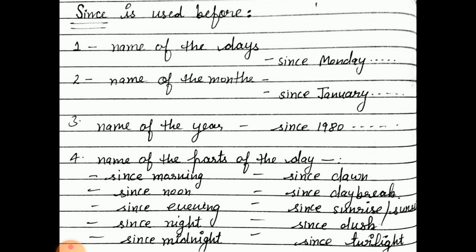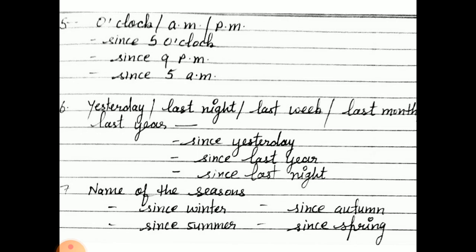Name of the parts of the day. Since morning, since evening, since afternoon, since noon, since night, since midnight, since dawn, since daybreak, since sunrise, sunset, since dusk, since twilight. Next one, with o'clock, am, pm. Since 5 o'clock, since 9 pm, since 5 pm.